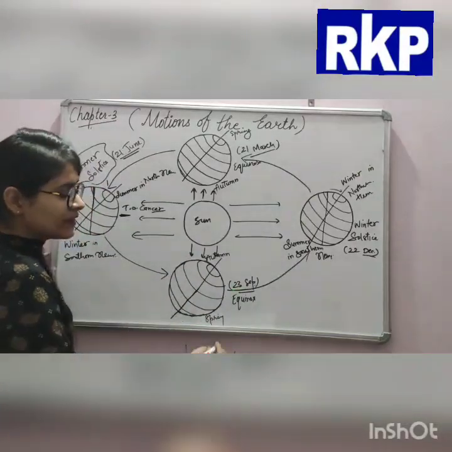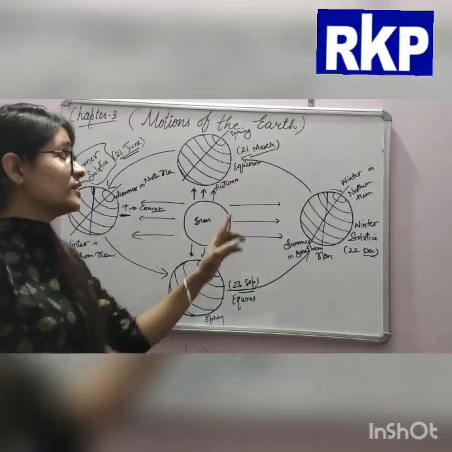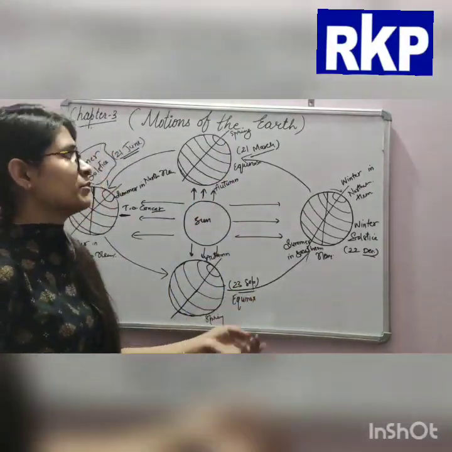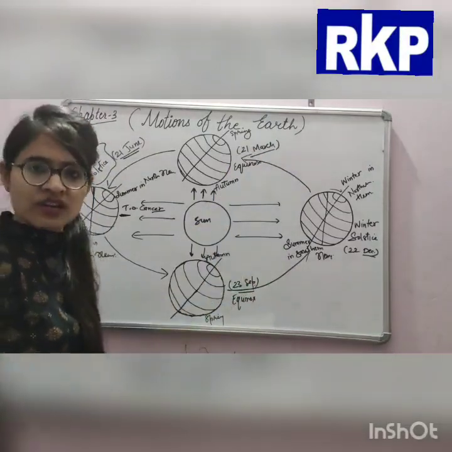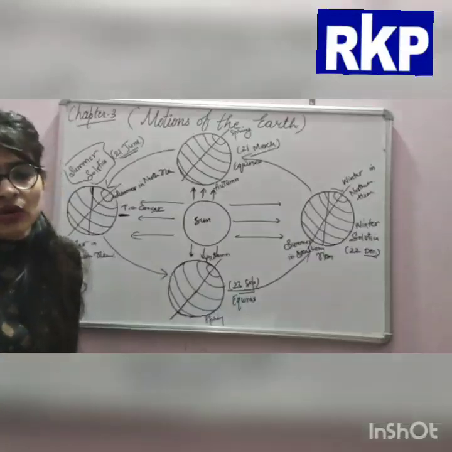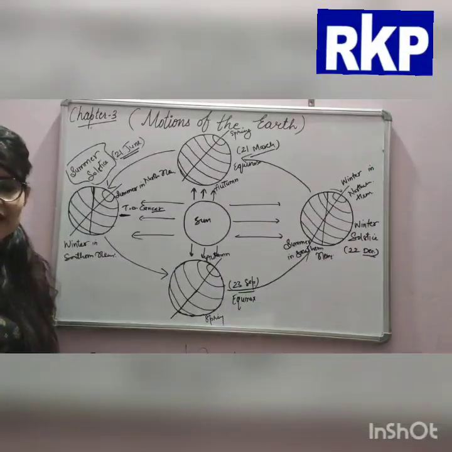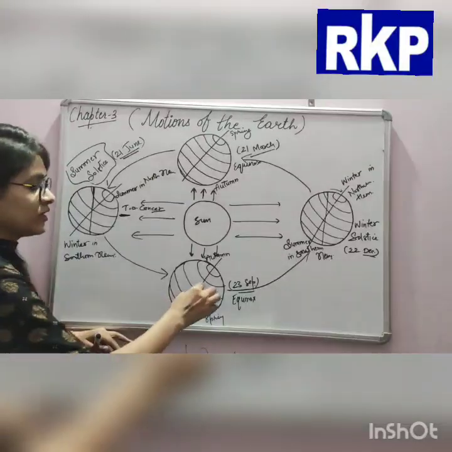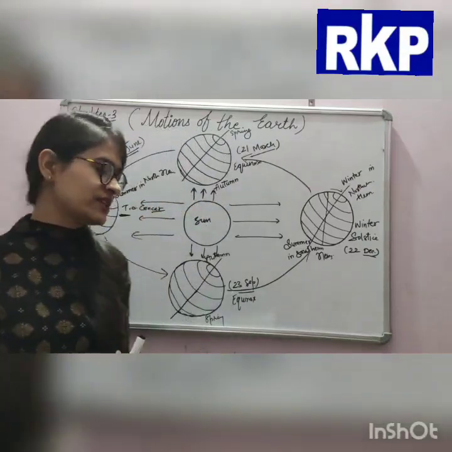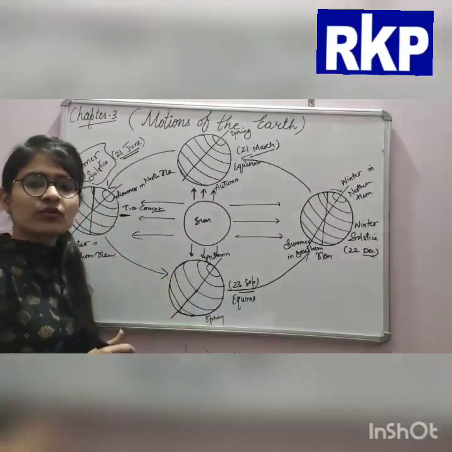Okay, and this is the time when the days and the nights are equal, on 23rd September and here on 21st March. These are called equinox. What is an equinox? It means when the direct sun rays fall on the equator. They don't fall on the Tropic of Capricorn or Tropic of Cancer. They directly drop on the equator.